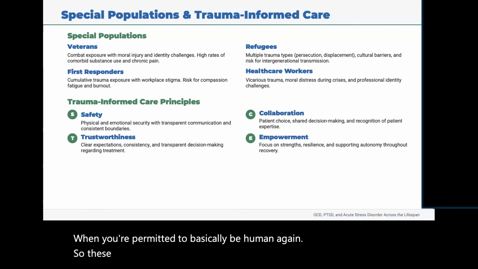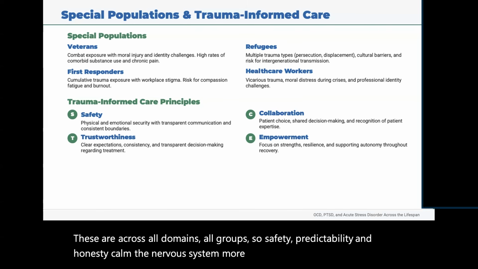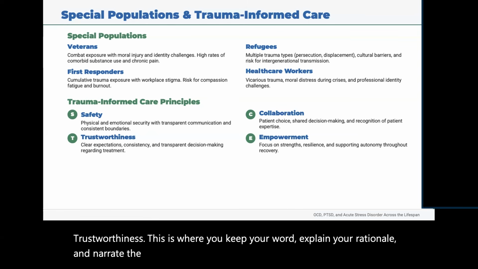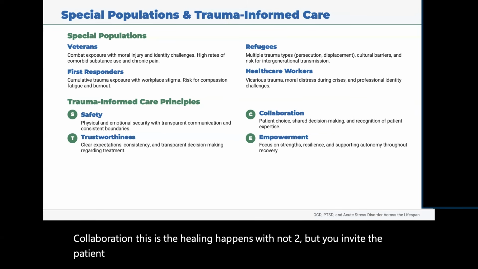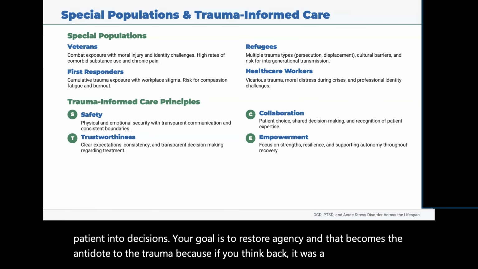So these trauma-informed principles apply across all domains, all groups. Safety, predictability, and honesty calm the nervous system more than reassurance ever can. Trustworthiness is where you keep your word, explain your rationale, and narrate the uncertainty rather than pretending control. Collaboration means healing happens with, not to, the patient, so you invite them into decisions. Your goal is to restore agency, and that becomes the antidote to the trauma, because if you think back, it was a time of powerlessness.